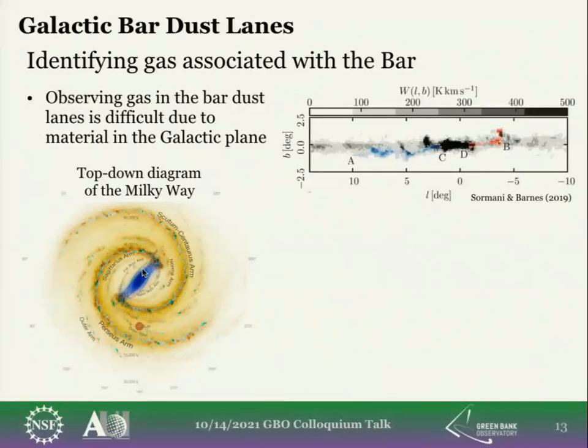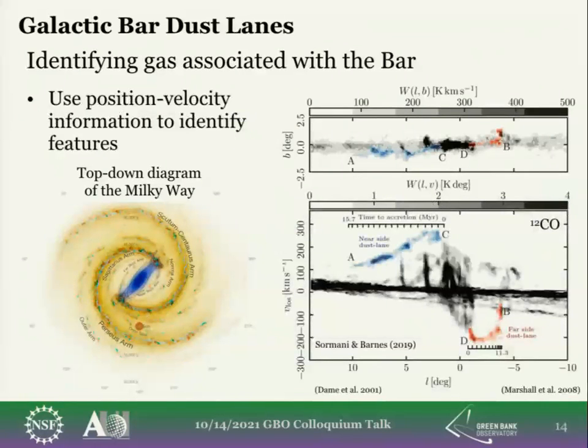So how do you identify gas that is associated with the galactic center and not with one of the spiral arms? To do that, you do what's known as a position velocity diagram in order to identify features of interest. Whether you're looking at a spiral arm or the galactic center, you can use position velocity information to identify those features. And so that's what's being shown here.